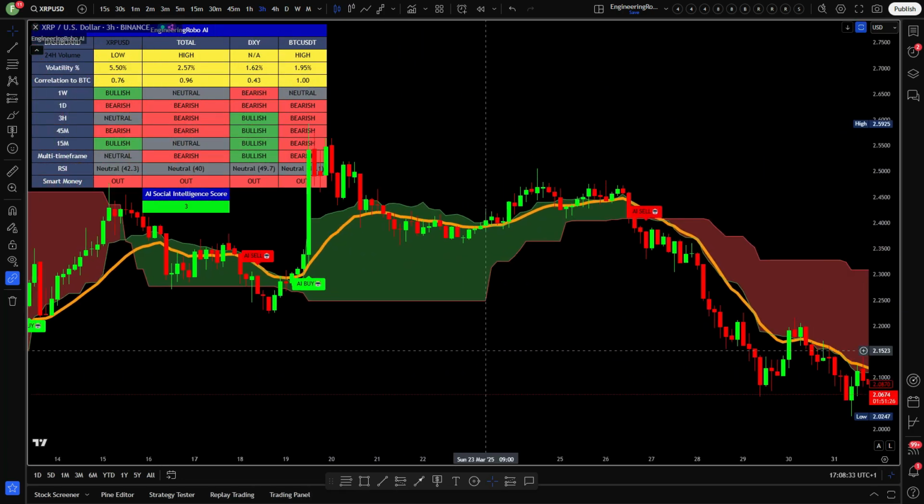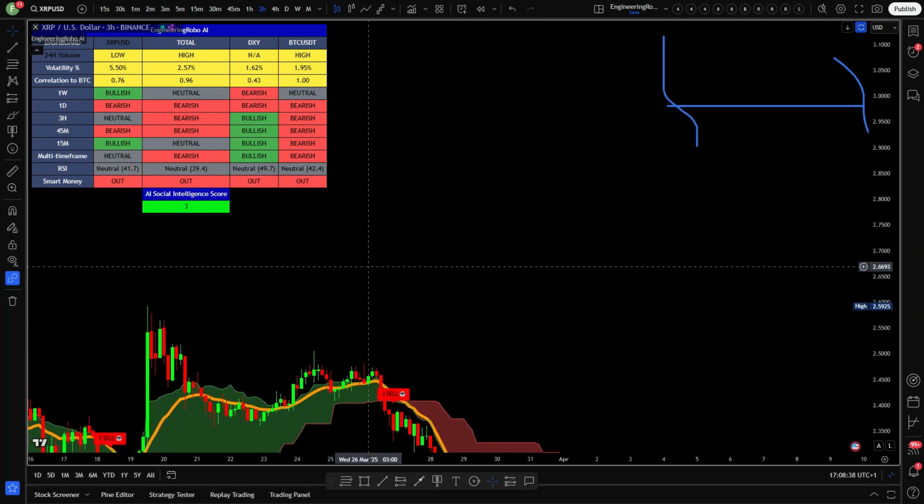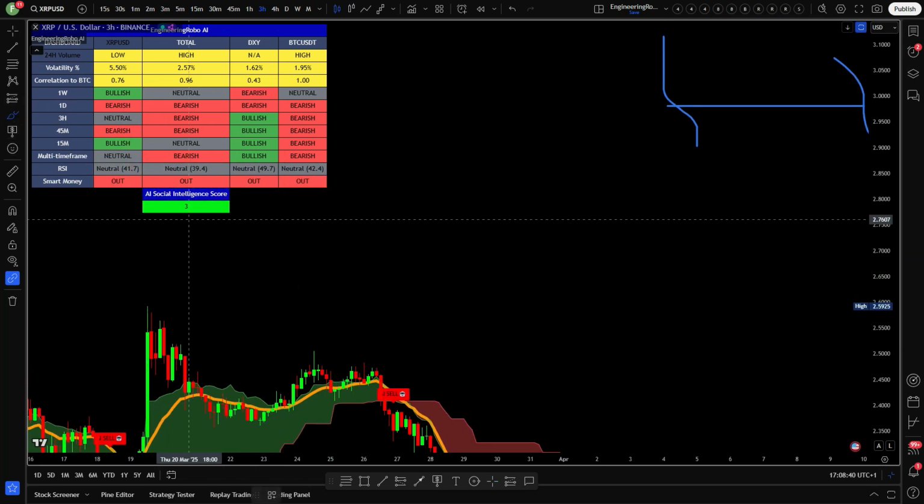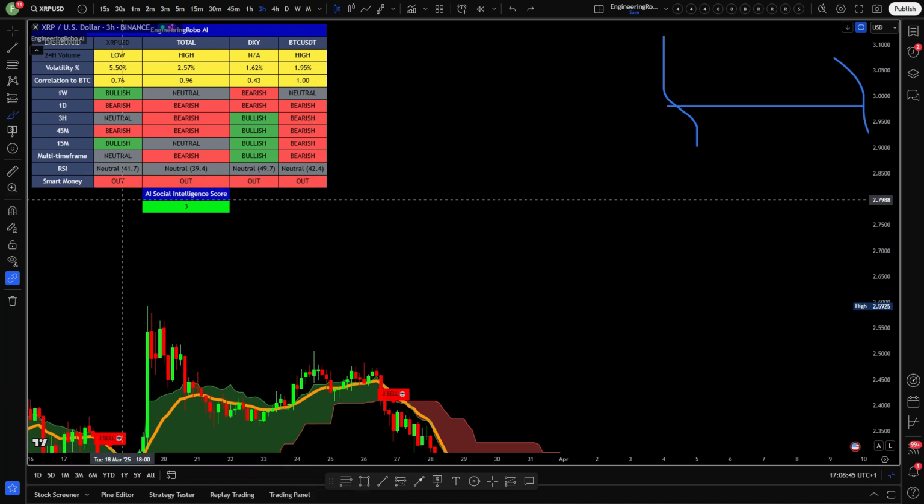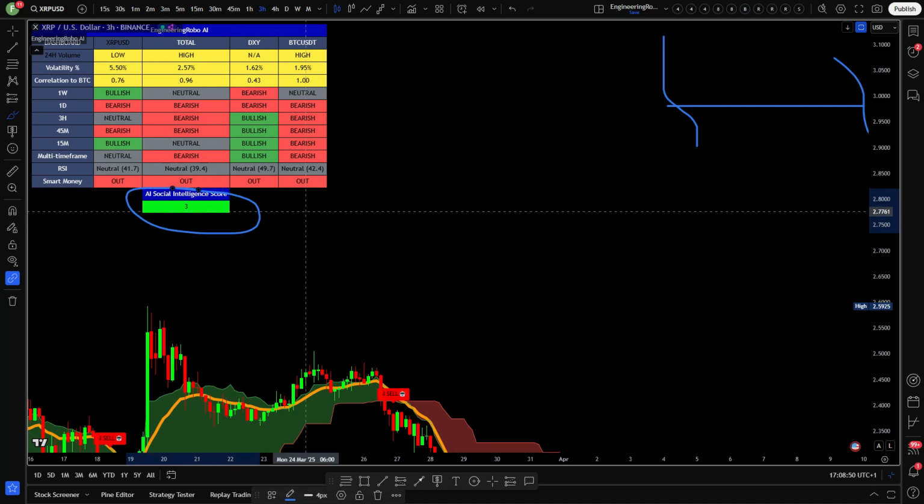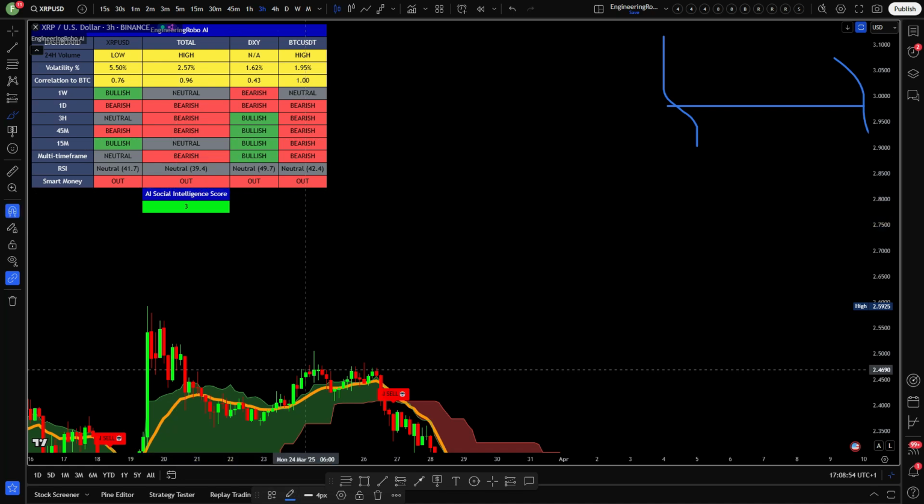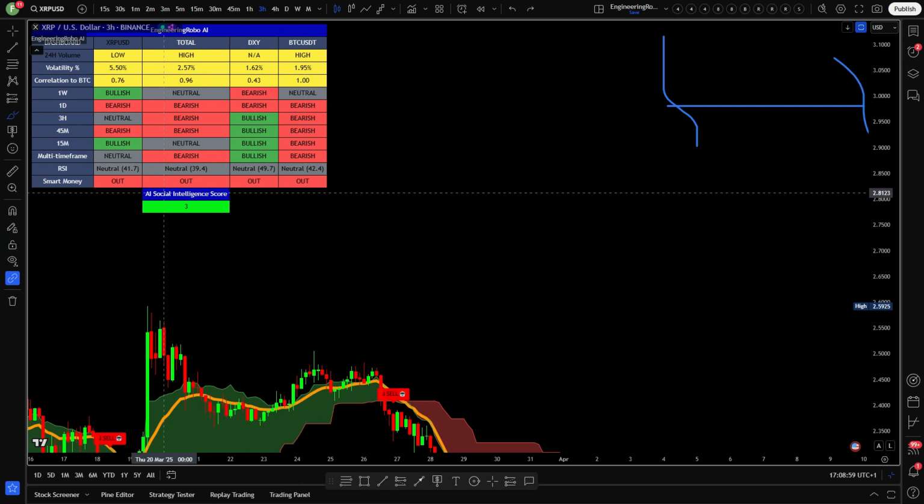So I'll keep all the settings on as we have them at the moment. Let's have a quick look at the dashboard. Again, smart money is calculated from an overall score. We can see that the AI social intelligence score is a +3. So some positive sentiment across the socials is returning back to XRP.